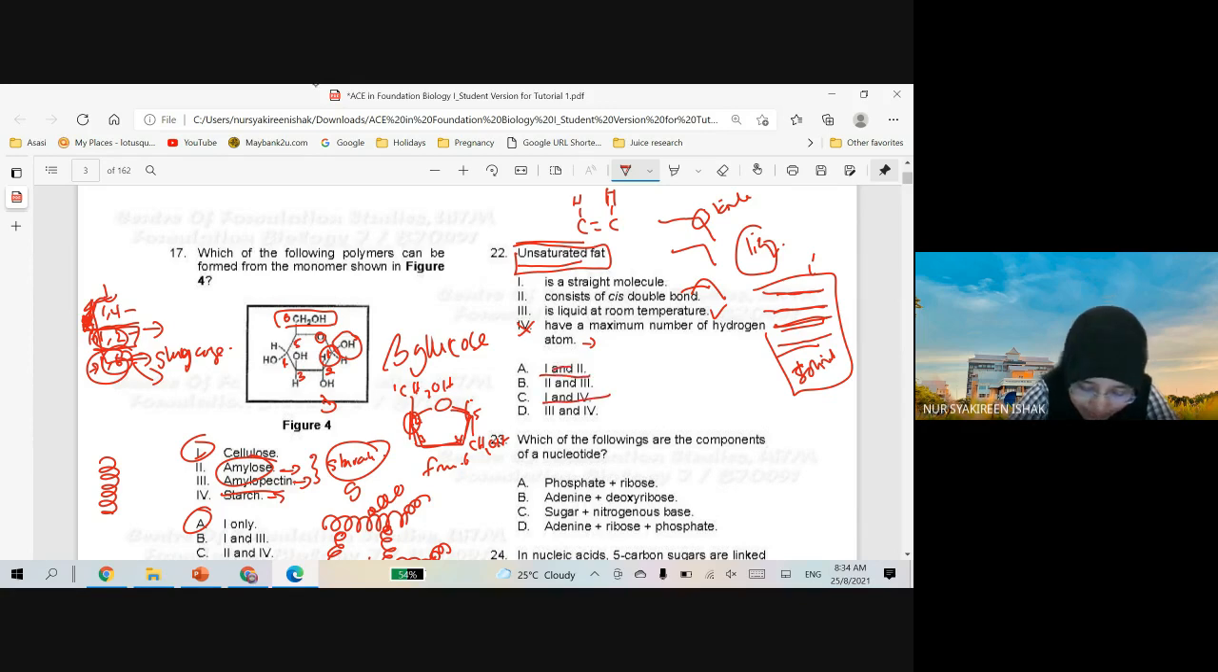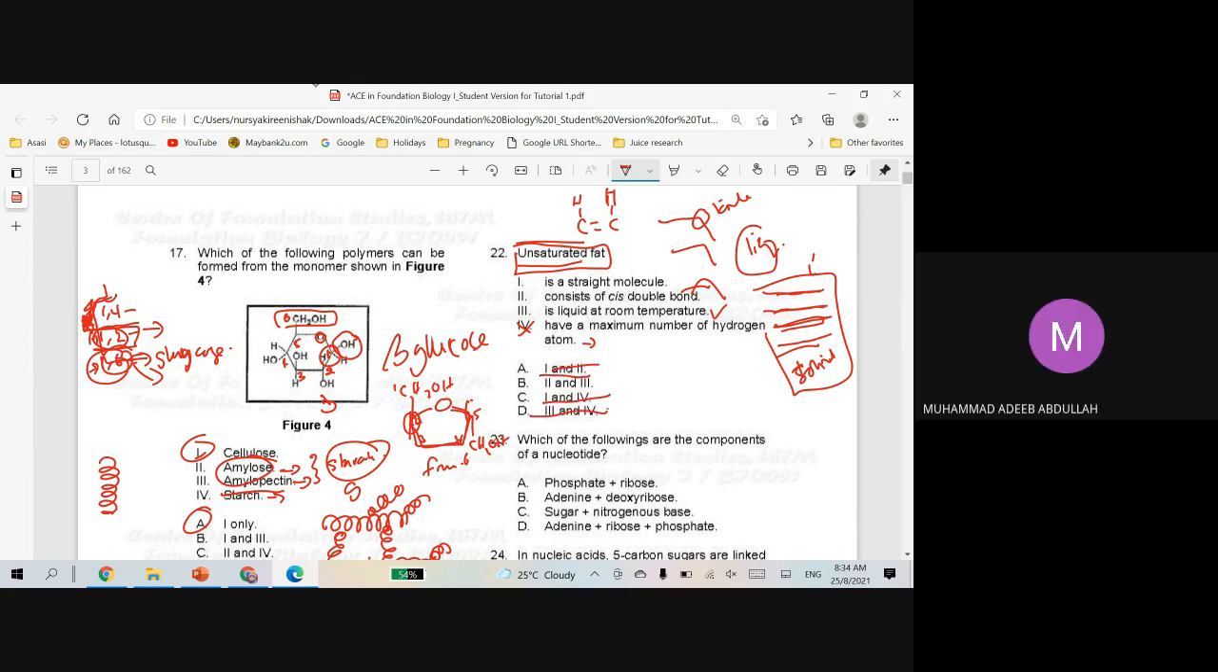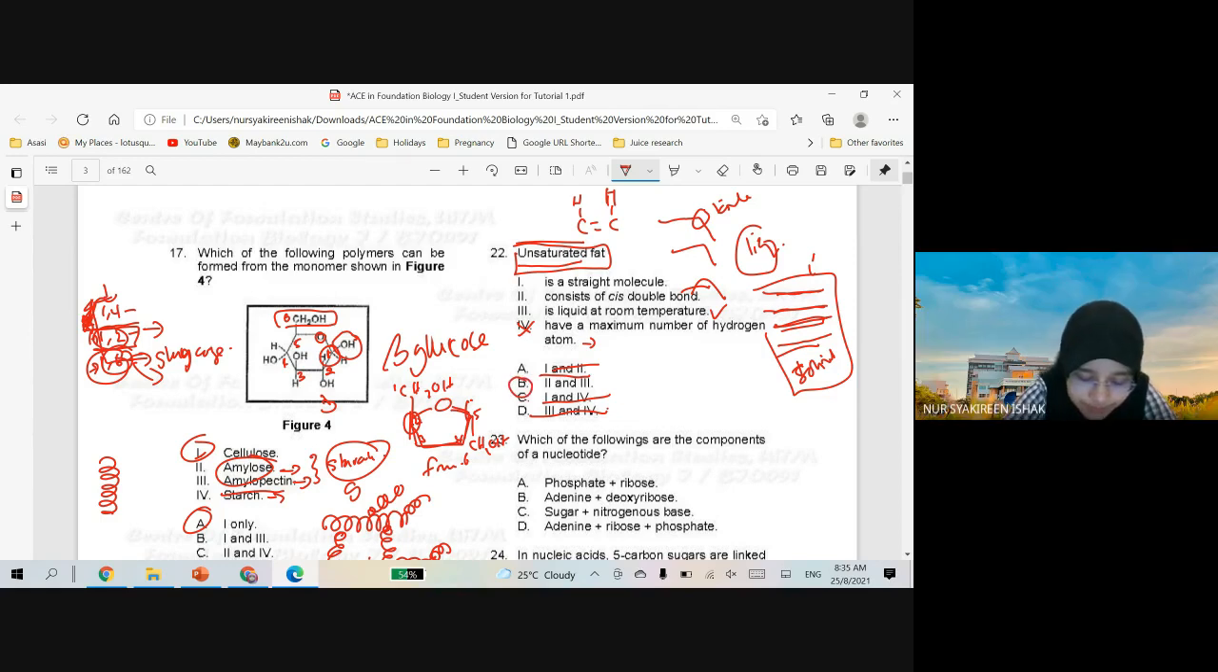So now we are left with B. B consists of 6 double bonds. So this is correct. Is a straight molecule? Wrong. Straight molecule is for saturated fat due to the presence of saturated fatty acid.